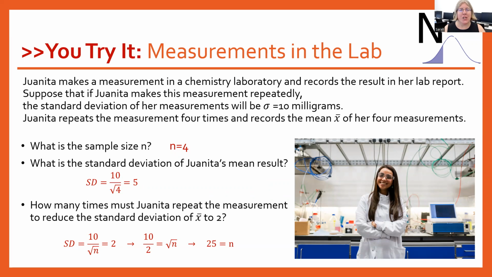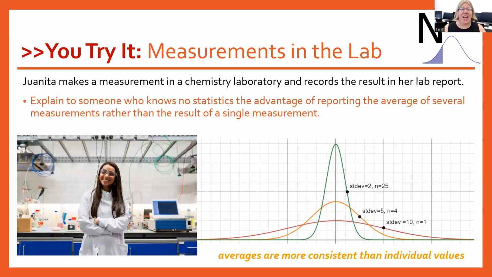Right, and then explain to someone who knows no statistics the advantage of reporting the average of several measurements rather than the result of a single measurement. So what I did here in this graph is that I graphed this lowest line, this red one, that looks like a very flat hill. That is a normal distribution, but it's based on a sample size of 1 and a standard deviation of 10, so it's very spread out.